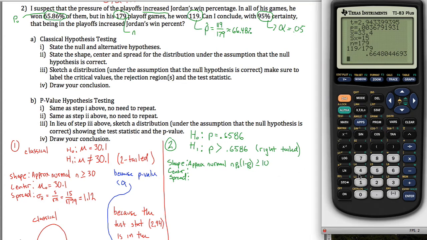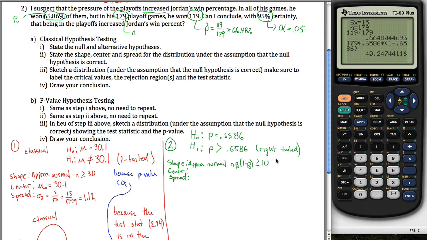We can check that that's true. 179 times P naught, which was 0.6586, times 1 minus 0.6586. It's going to be true by quite a bit. If we multiply these things together, we're going to get a number way bigger than 10. Maybe I could write it like this: N times P naught times 1 minus P naught is equal to 40.2, which is greater than or equal to 10. Good enough.